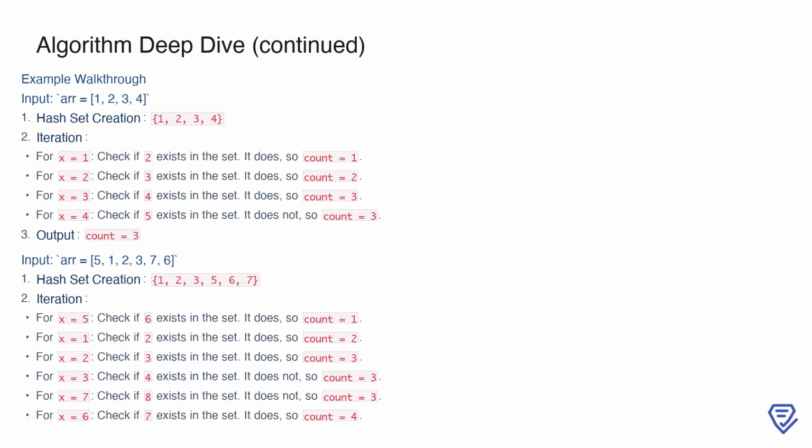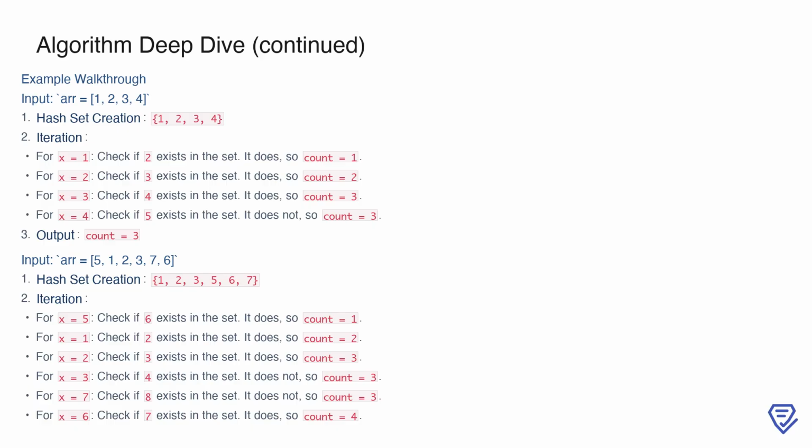During iteration, for x equals 1, we check if 2 exists in the set, and it does, so we increment the counter to 1. For x equals 2, we check if 3 exists, and again it does, so the counter becomes 2. For x equals 3, we check if 4 exists, which it does, so the counter increases to 3. Finally, for x equals 4, we check if 5 exists, and since it doesn't, the counter remains 3. Therefore, the output for this input is 3.